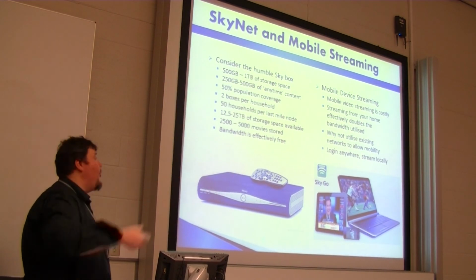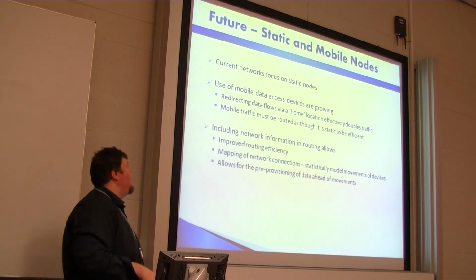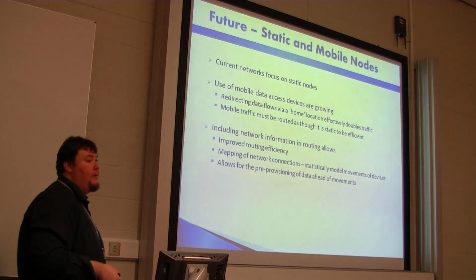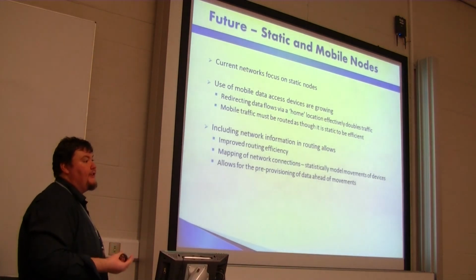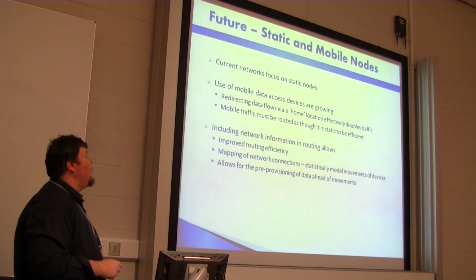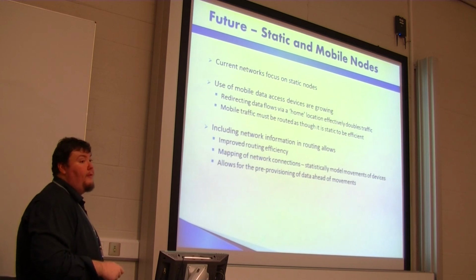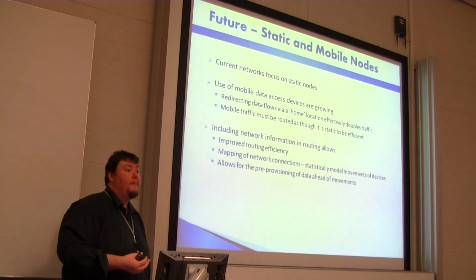So EastEnders flows across. So, future, current networks focus on static nodes. Nothing ever moves, the network is fixed. It's awesome. Mobile data is screwing this up a bit. Video streaming is screwing this up even more. So, we want to be able to move. We want to be able to watch movies as we go.